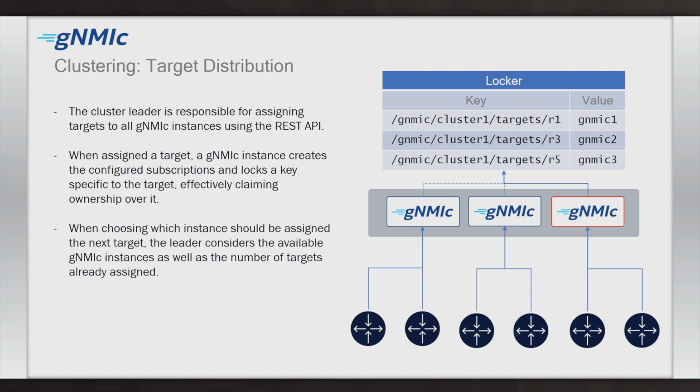When gNMIC receives a request or gets assigned a target, it will first go and lock a value in whatever locker is configured there. So again, Consul or Kubernetes, it will try to lock /gnmic/<cluster-name>/targets/<target-name>, the name of the router or the name of the target, and put its host name or instance name in there, saying, I claim ownership over this router. I will attempt to subscribe to it. It will keep that lock alive. It will not let it expire. If it disconnects from there, it will just let that lock expire, and then the leader will detect that and assign that router to a different instance.